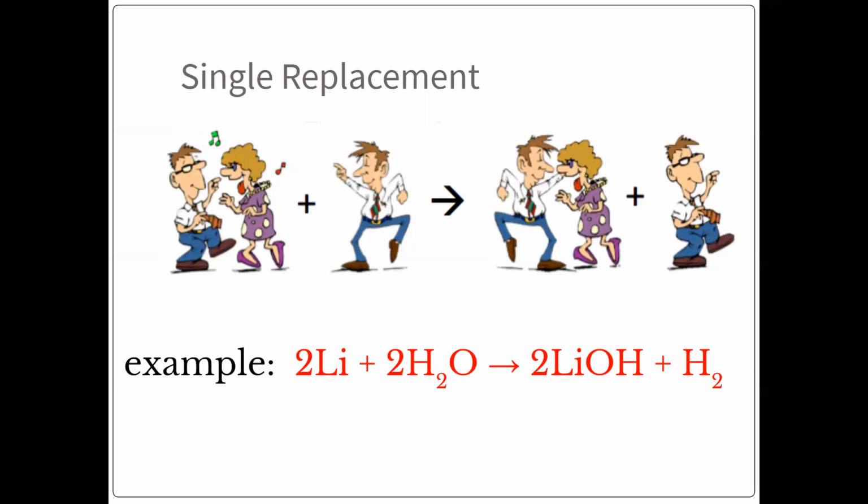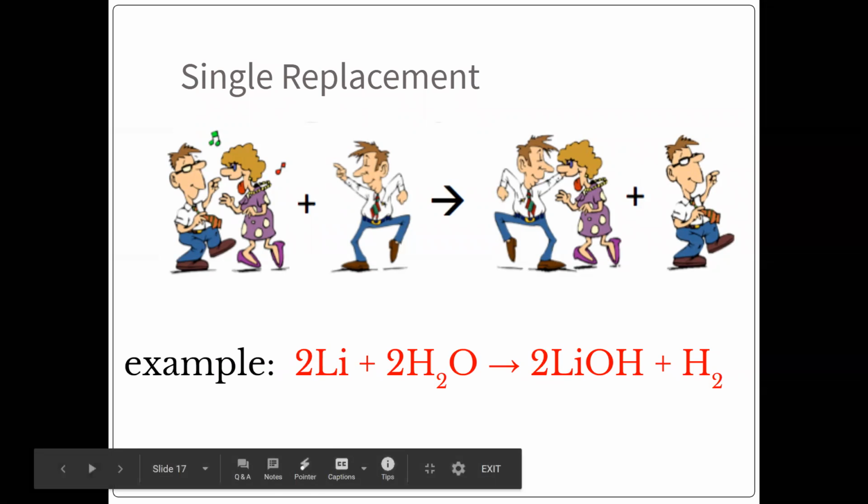So this diagram is kind of popular in terms of looking at single replacements. You have this couple dancing over here, and then another guy comes in and says, hey, may I have this dance? And kind of they switch out effectively. And that's exactly what's happening. You can see it here as well.